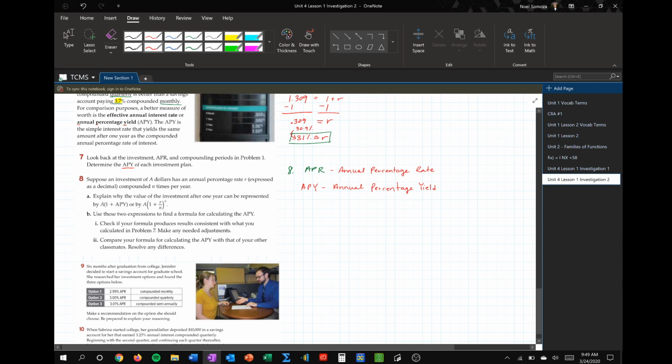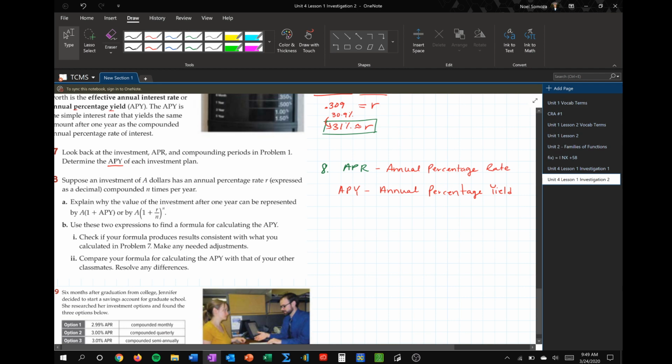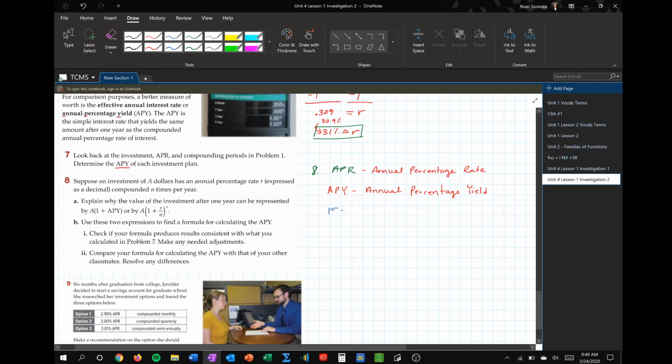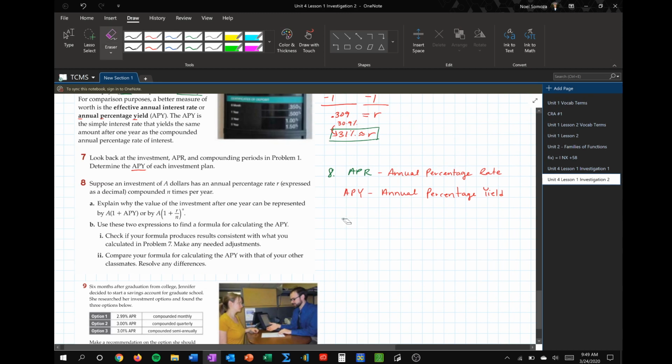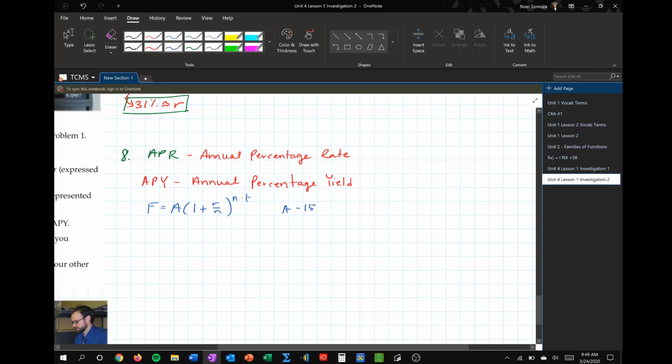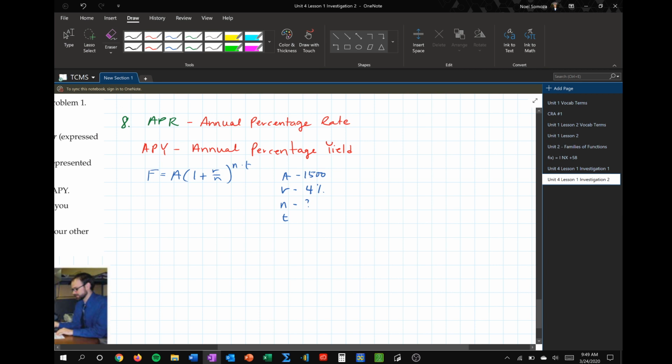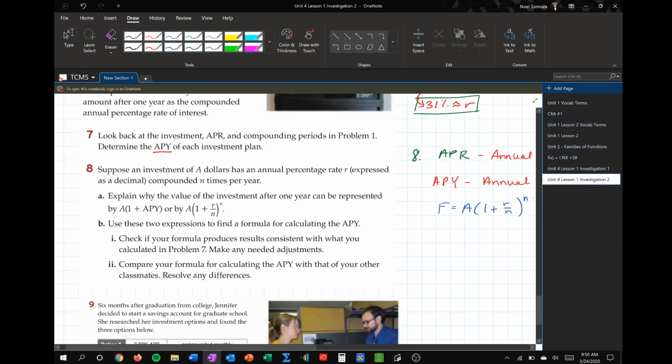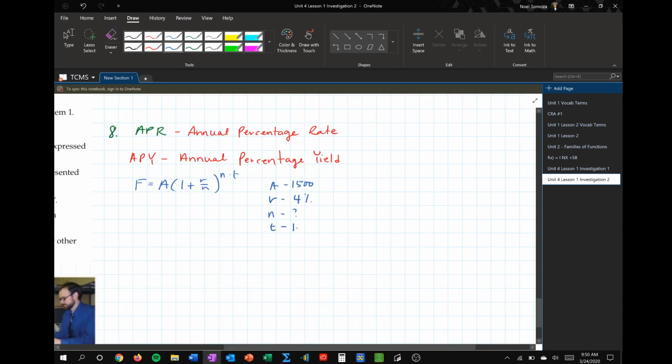So first you have to find out what it is that I'm going to get at the end of that first year. You're going to run through it very similarly to how you did with your final value formula. So F equals A times (1 plus R over N) to the N times T. We know that in problem 1, our initial investment, A, was $1,500. We had an APR, an annual percentage rate, of 4%. N depended, because we had 3 different scenarios, so here we're going to leave this one as a question mark depending on the scenario. And the time, in this case, is just an annual yield. It wants to know just after 1 year. So time is 1.